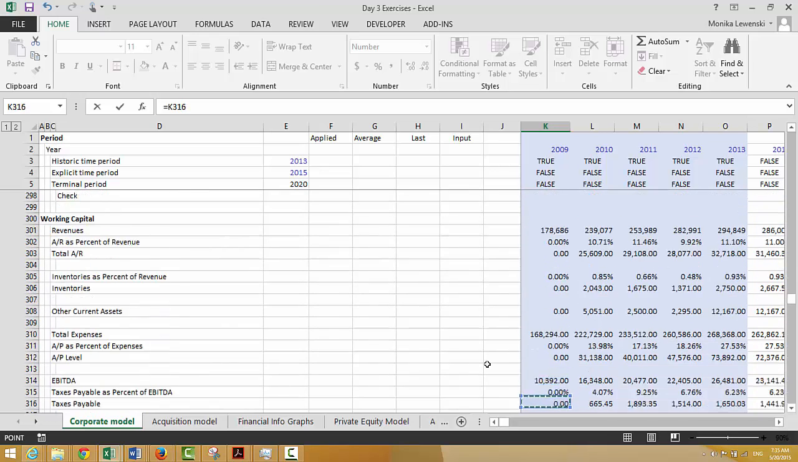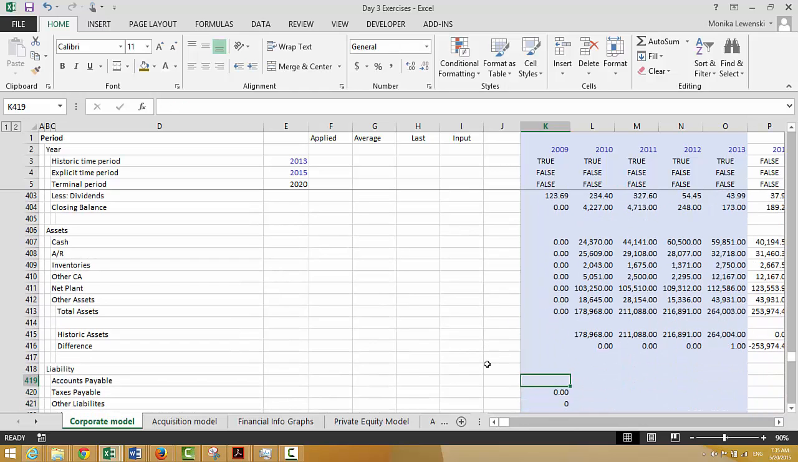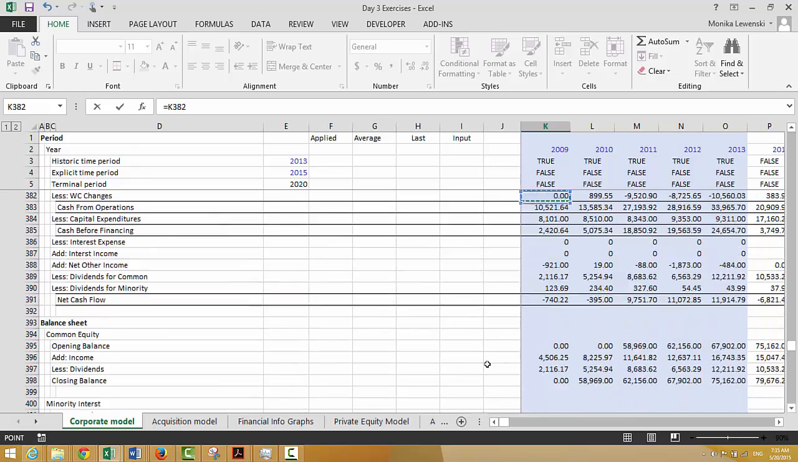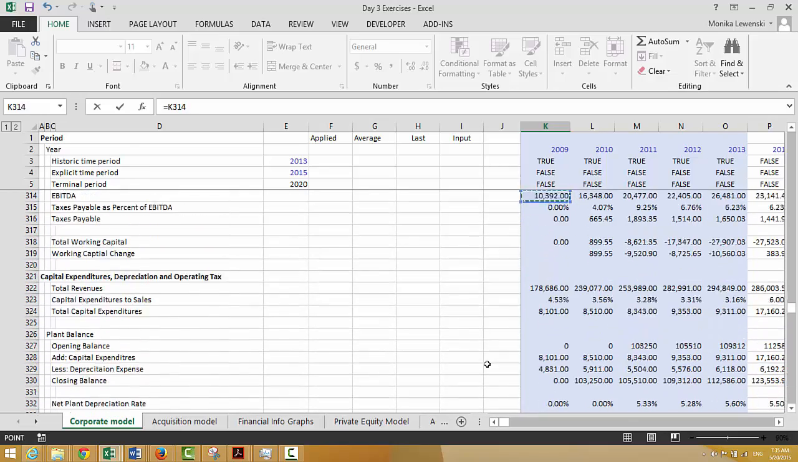See, I can't even see what we're doing. We said this was the taxes payable. And we put the accounts payable in this one. Can't even see anymore, and then we are finished.